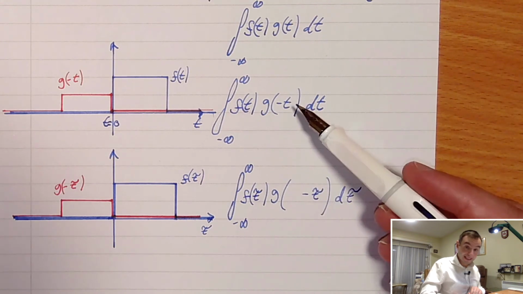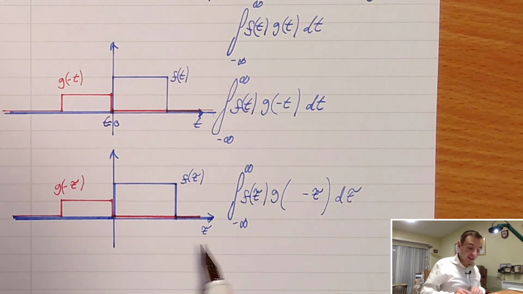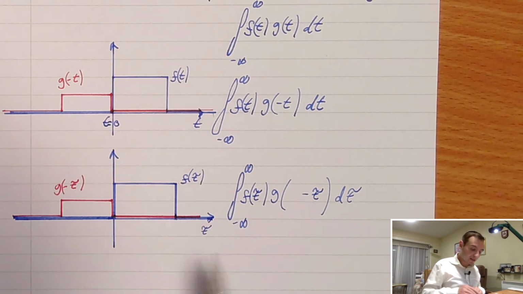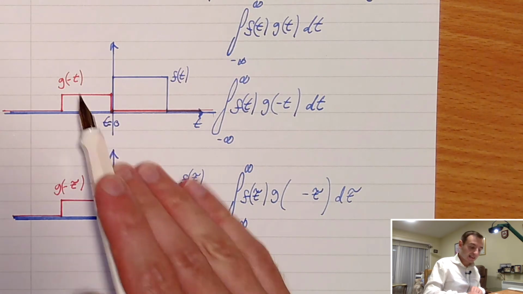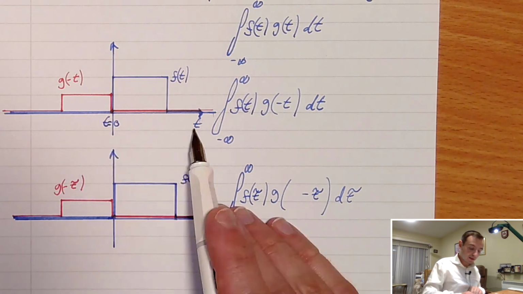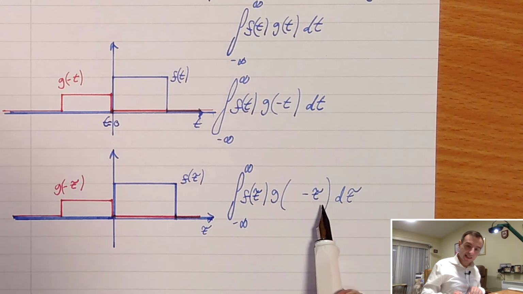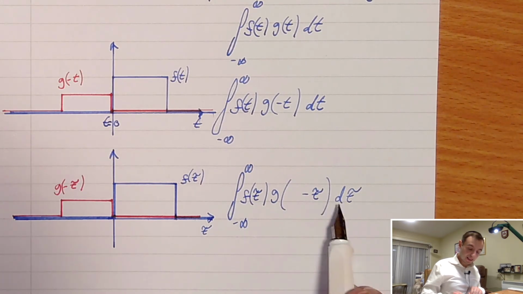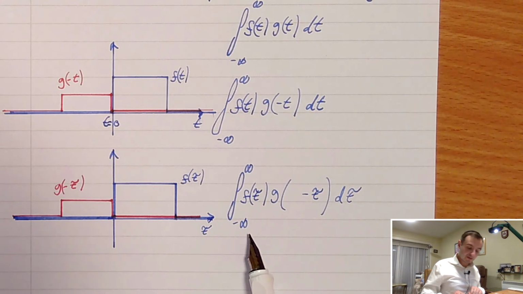So I haven't actually changed anything really from here to here. In fact, it's blinking identical. The only thing that I've changed is the scale. I've introduced a dummy variable tau, but I haven't changed the function at all because this is f of tau. This is g of minus tau. It's exactly the same as g of minus t with the scale at t. It's exactly the same. So we've got the product of f of tau and g of minus tau d tau between positive infinity and negative infinity.